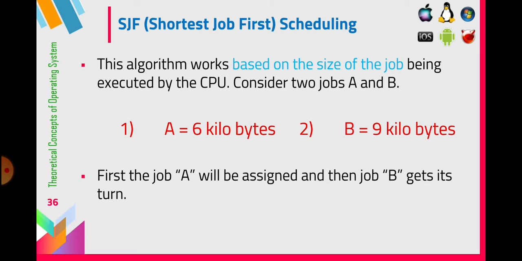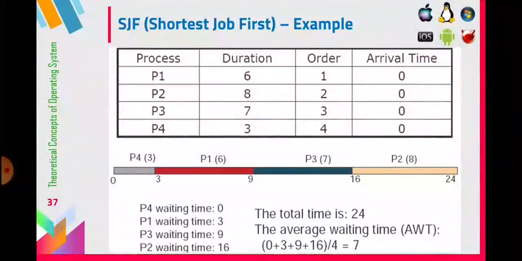Now you can see the example here. Consider two jobs A and B. A equals 6 kilobytes and B equals 9 kilobytes. So both jobs A and B have memory sizes in kilobytes. A has the smaller memory size, 6 kilobytes, and job B has 9 kilobytes. Which one is processed first? It processes job A first. So first job A is assigned and then job B gets its turn. So this is known as the shortest job first algorithm.